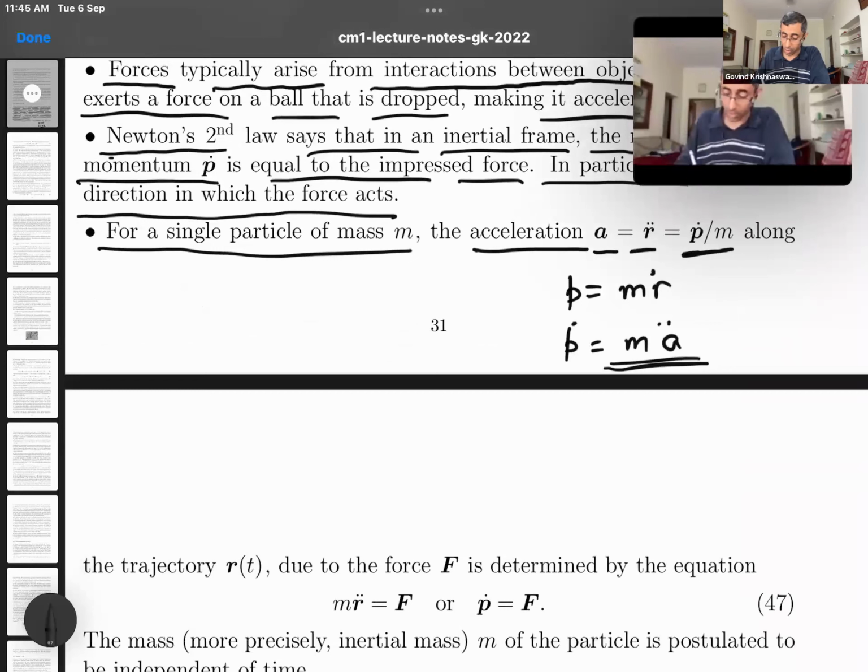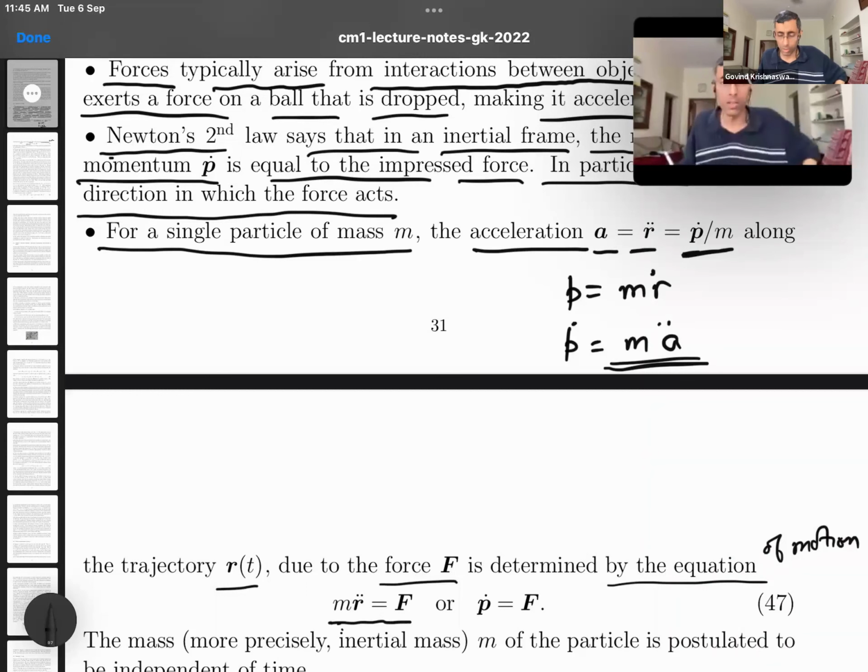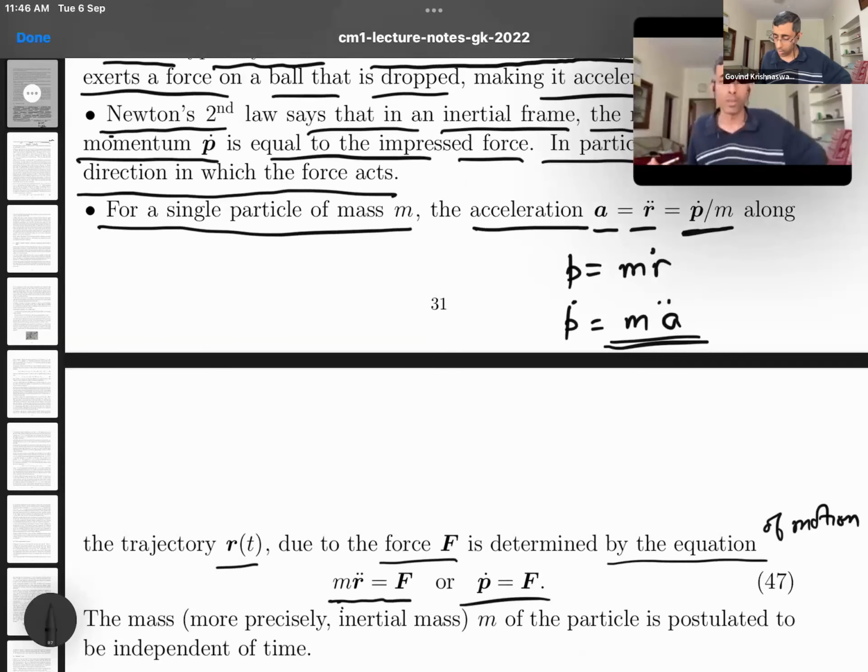So the trajectory r of t due to the force F, which is the statement of Newton's second law, is determined by the equation. It's called the equation of motion, and it is the following equation: m r double dot equals F. Both sides are forces, F is a force and m times acceleration is a force, or written in terms of momentum, it's p dot equals F. This is the statement of Newton's second law for a point particle.